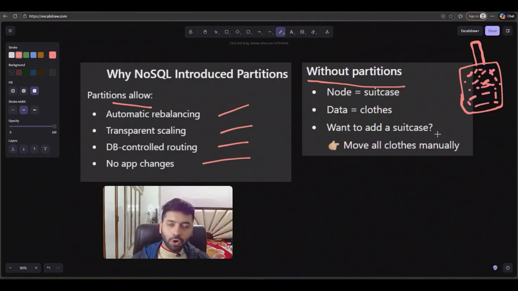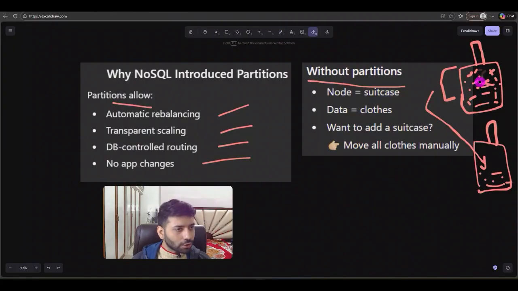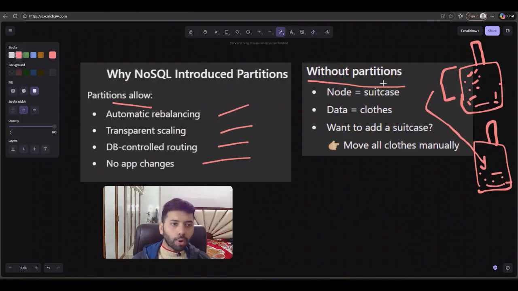Now your flight allowed you to take one more suitcase, so you added one more suitcase, correct? This is the second suitcase. So what you need to do is move the clothes manually from here and put them in this one. You keep 50% of the clothes here and put the rest 50% here. So let me remove some of the clothes from this suitcase, right? You are doing this manually, moving some clothes from here to this one. This is the case without partitions, in technical terms.